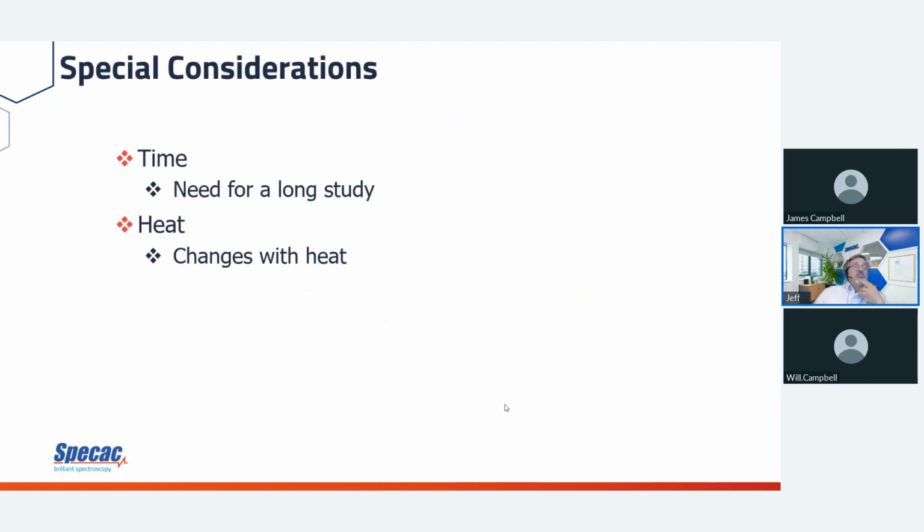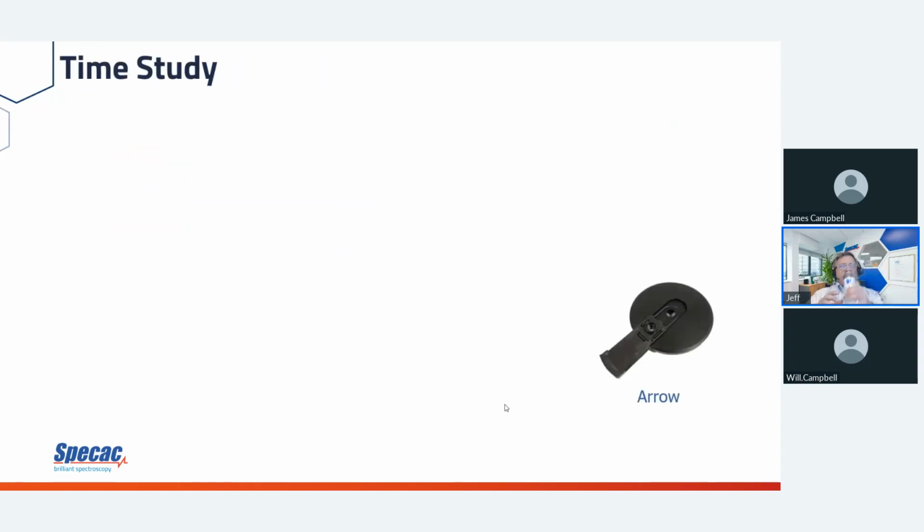So let's look at a couple different areas. Time studies and heat changes with the heat. Here's another ATR. This is a removable ATR. It's called the Arrow. It goes on the Quest.